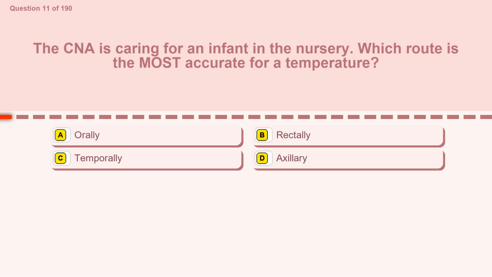Question 11. The CNA is caring for an infant in the nursery. Which route is the most accurate for a temperature? Option A. Orally. Option B. Rectally. Option C. Temporally. Option D. Axillary.